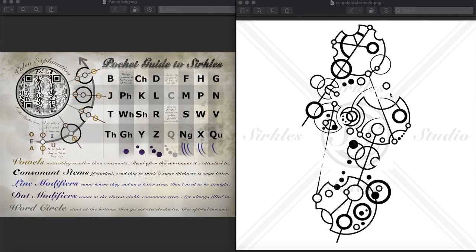N, one line, just like these N's. T, no modifiers, just like these T's. I, line going towards the middle. S with 3 line modifiers, like that. And then an I, line going towards the middle. Another T, just like this T. And a Y with 2 dots.